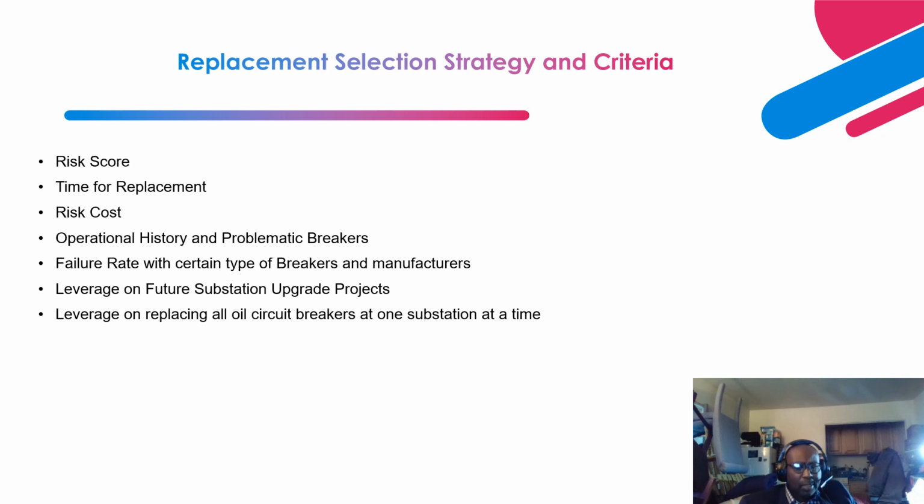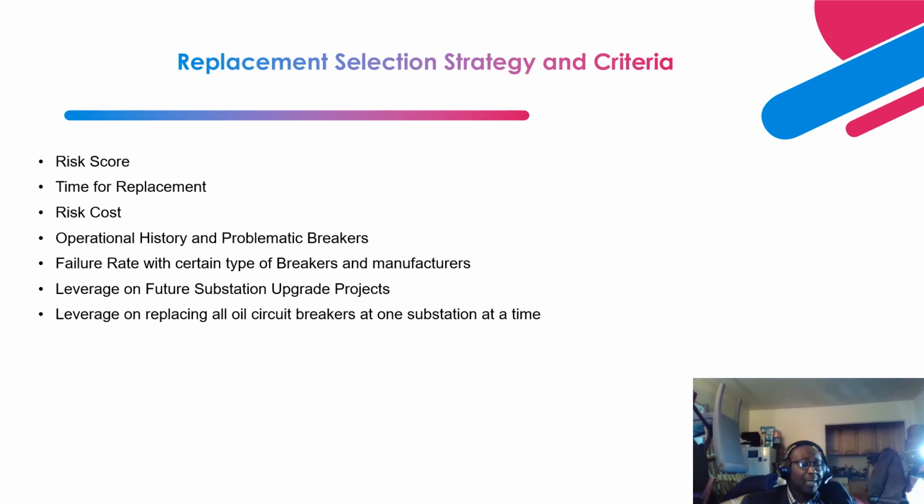Now, let's talk about the criteria that you need to consider in your selection strategy for these oil circuit breakers that need to be selected for replacement. The list that you come up with initially is going to change periodically with time, because a lot of factors come into play on a daily basis, sometimes on a weekly basis. That will warrant reshuffling of the list.